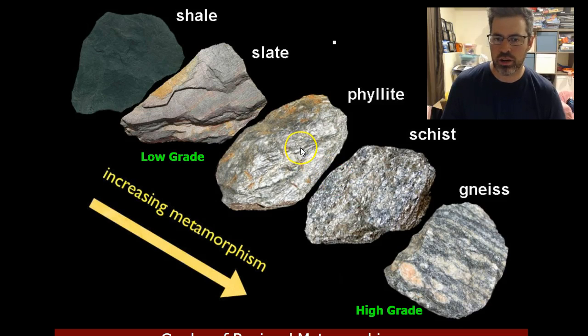Phyllite and schist are very hard to tell the difference unless you're a geologist, but phyllite really has microscopic microcrystals that you can't see with the naked eye, whereas schist has larger crystals. And then schist can become gneiss, and gneiss gives you these zebra stripes, the banding pattern that you see here. Okay? We go from low to high grade metamorphism, and this is happening with regional metamorphic rocks.